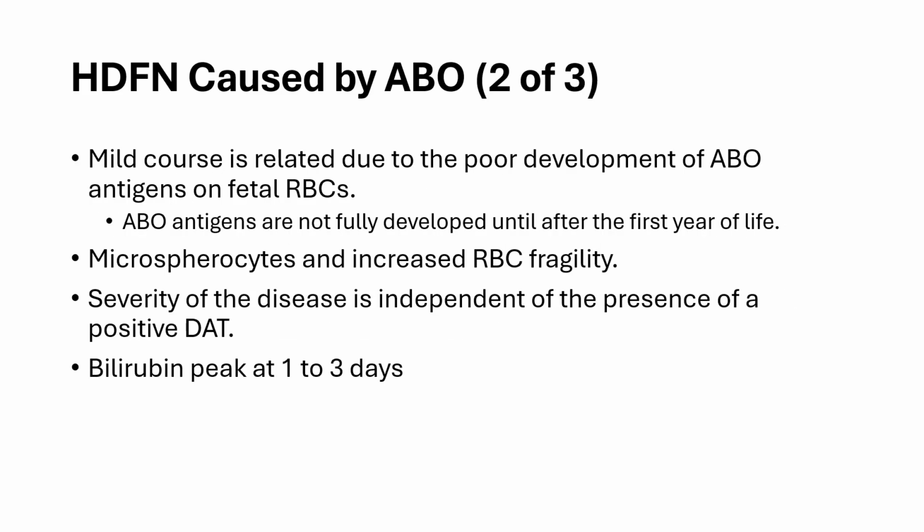For some clinical features, the disease course is usually mild because ABO antigens are poorly developed on fetal red blood cells. ABO antigens are not fully developed until after the first year of life. Some characteristic findings include microspherocytes and increased red blood cell fragility. The severity of ABO hemolytic disease of the fetus and newborn is independent of a positive direct antiglobulin test, or DAT. Bilirubin levels peak within 1 to 3 days after birth.